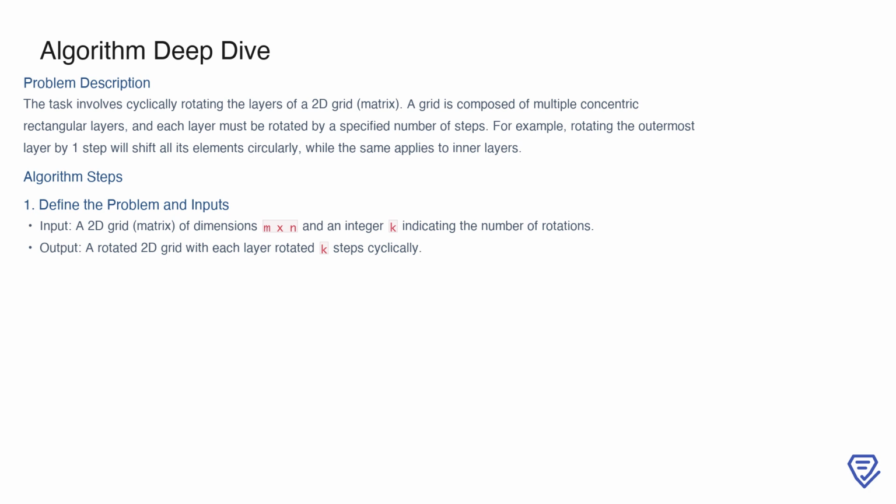The inputs to our algorithm are a 2D grid of size m by n and the integer k, which specifies the number of rotations. The output will be the modified grid after performing these rotations. Let's now dive into the steps of this algorithm.